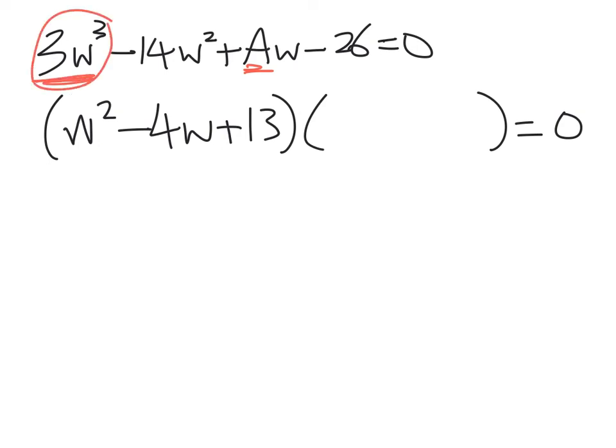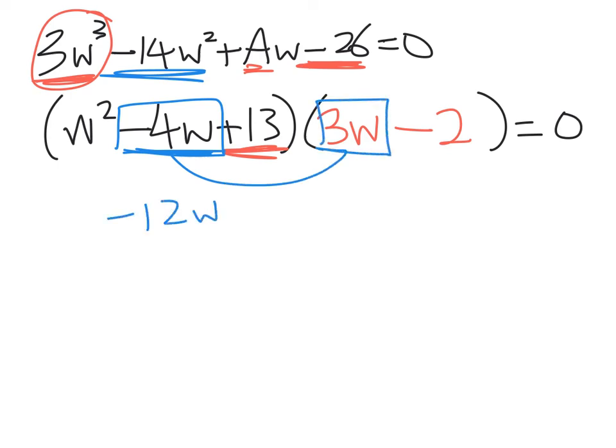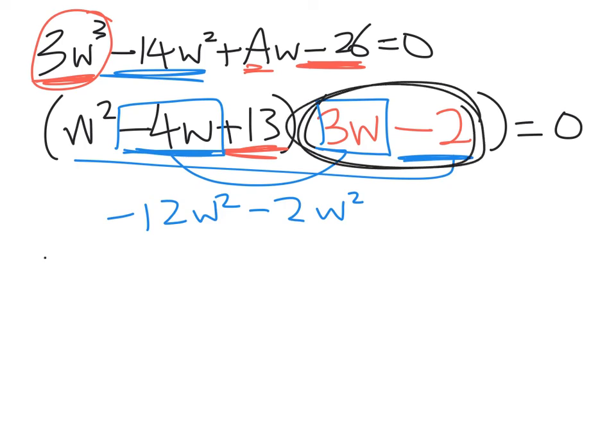We need to have something that's going to multiply to give us 3w cubed. So here we're going to put 3w. We also need to have something that's going to multiply to give us negative 26. So this must be negative 2. Now we can check that it's going to work to give me negative 14w squared. Well, here we've got minus 4w times 3w, so that's minus 12w squared. And here we've got minus another 2w squared. So it looks good. So you can see the first thing that falls out of this is my last solution.